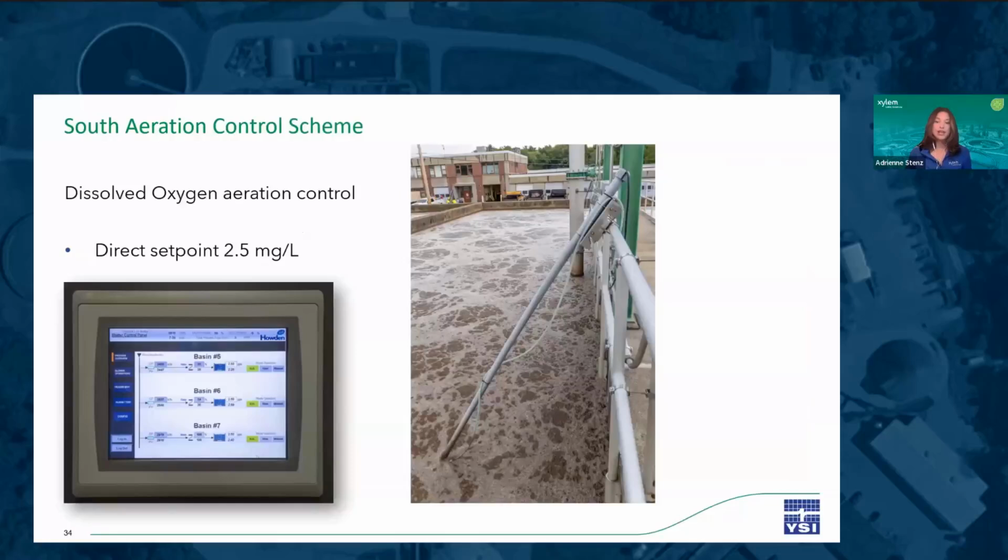The South Basins, on the other hand, are run on dissolved oxygen control, with control coming from the DO sensor located in the last third of the aerobic zone, which you can see a photo of here. The blowers are run at a direct set point of 2.5 milligrams per liter DO, which you can see a photo of the blower control panel screen here with the set point indicated. This set point can be manually adjusted as needed.